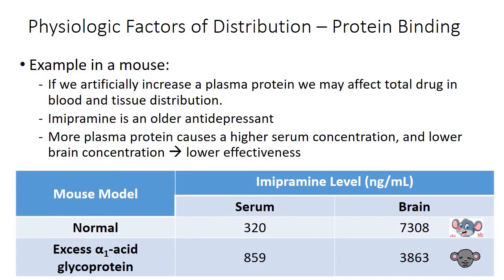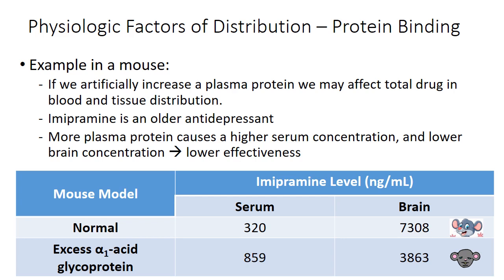So here's a kind of practical example. This is a real one that I found in an article in a mouse model. They artificially increased plasma protein in a mouse model, and I think it was alpha-1 acid glycoprotein. Remember, that's the second one that I said was important. They can affect total drug in the blood and tissue distribution by increasing that alpha-1 acid glycoprotein.